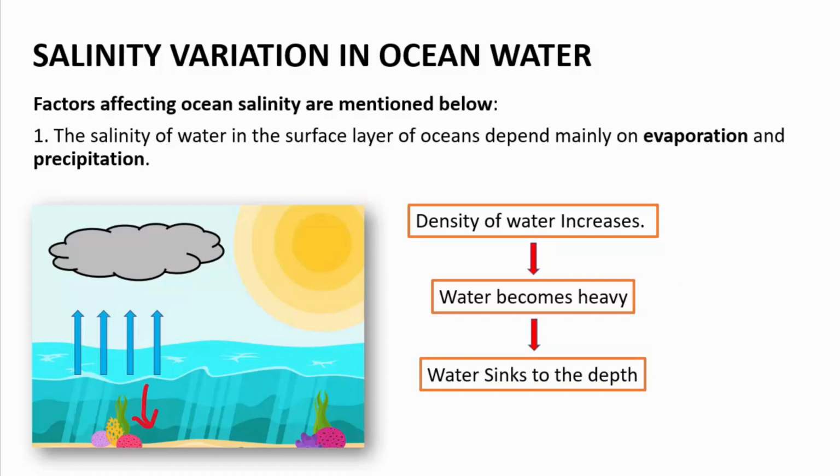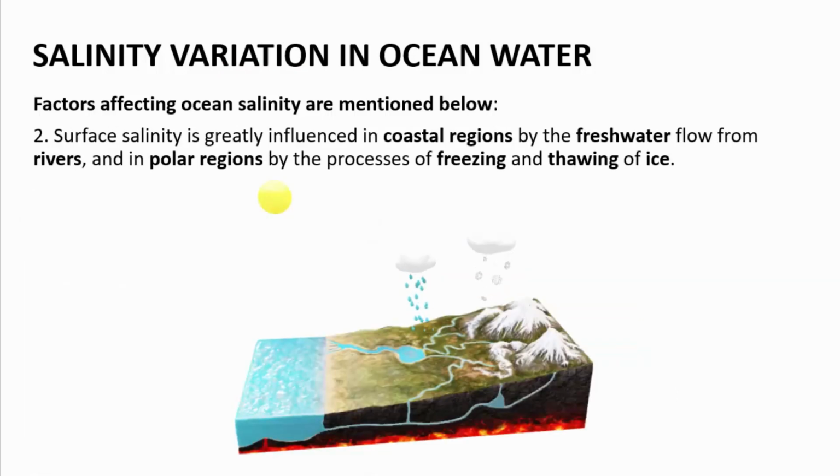And this is how a new circulation is formed in the vertical direction. And that is why I said that salinity variation mostly triggers the vertical circular motion of the water.